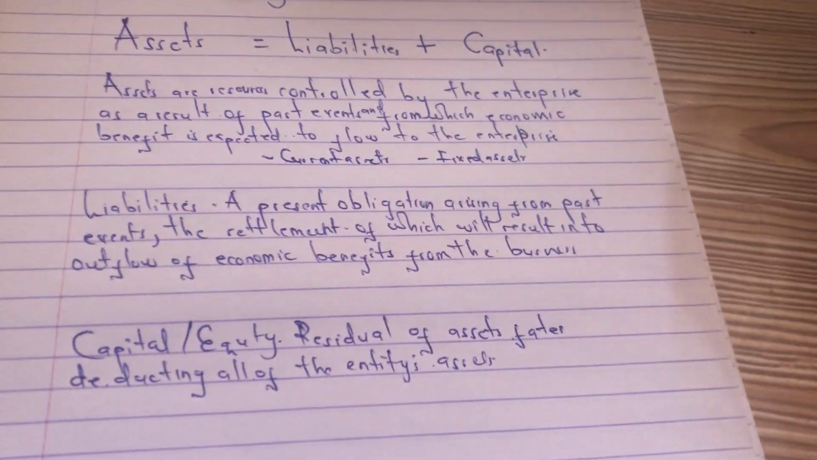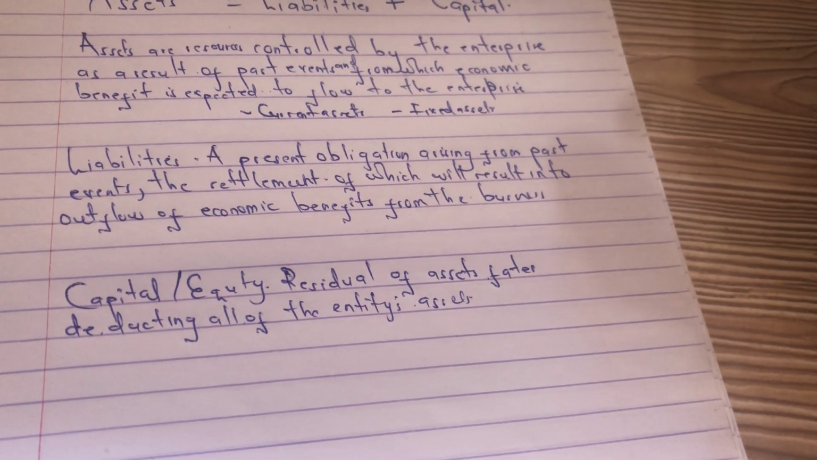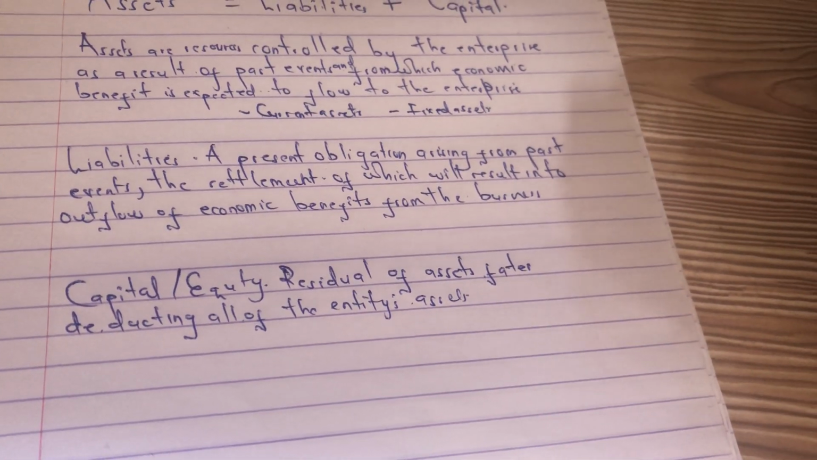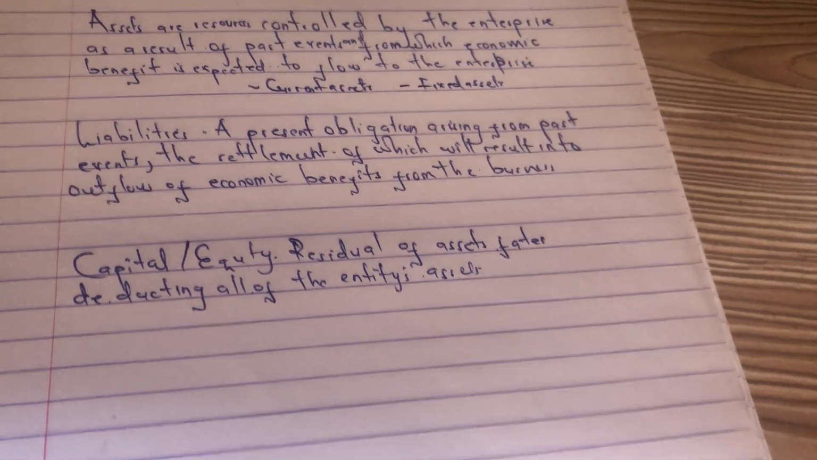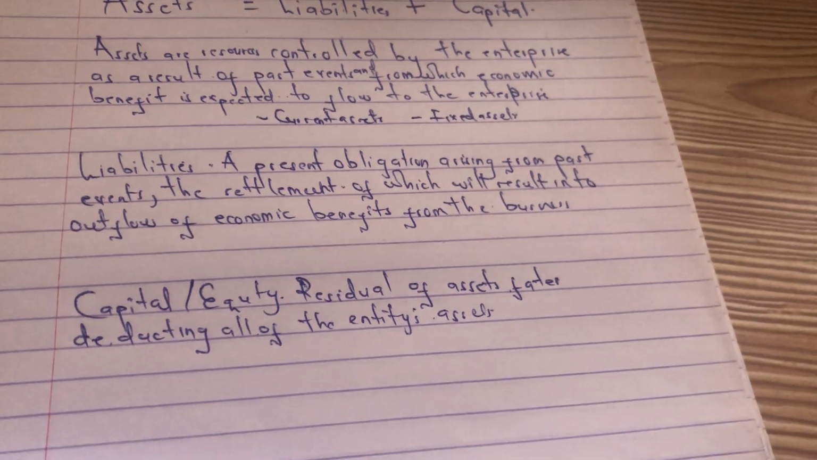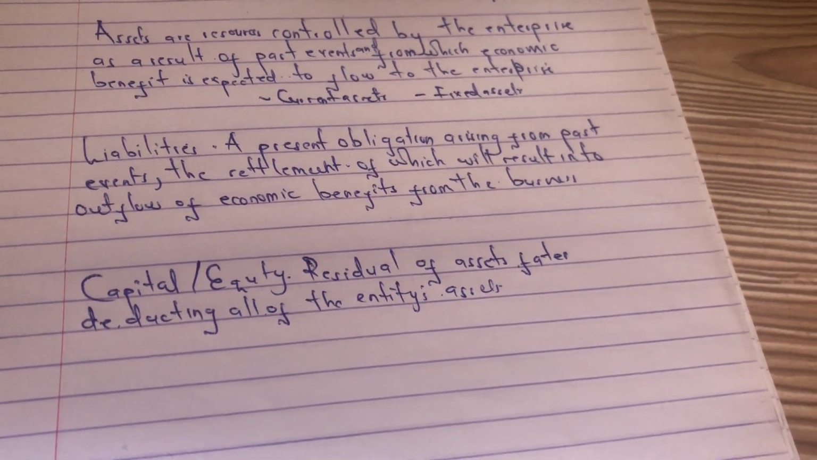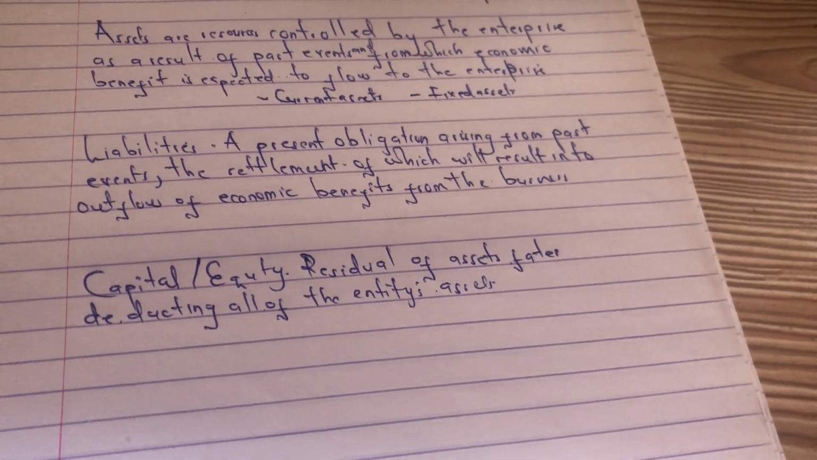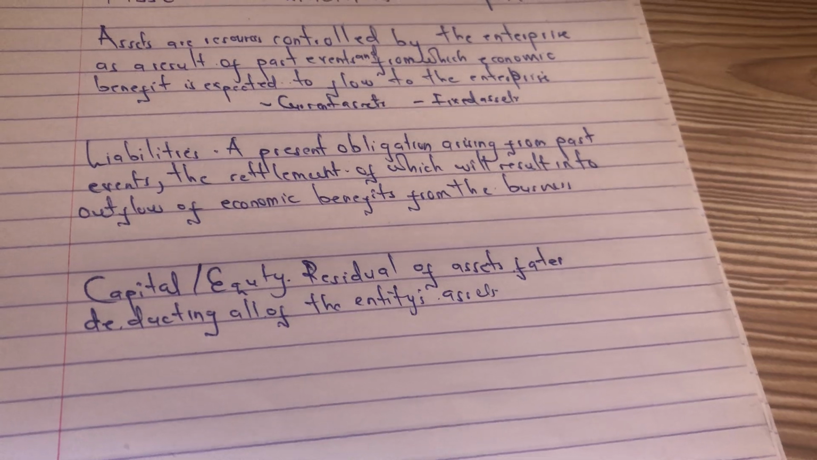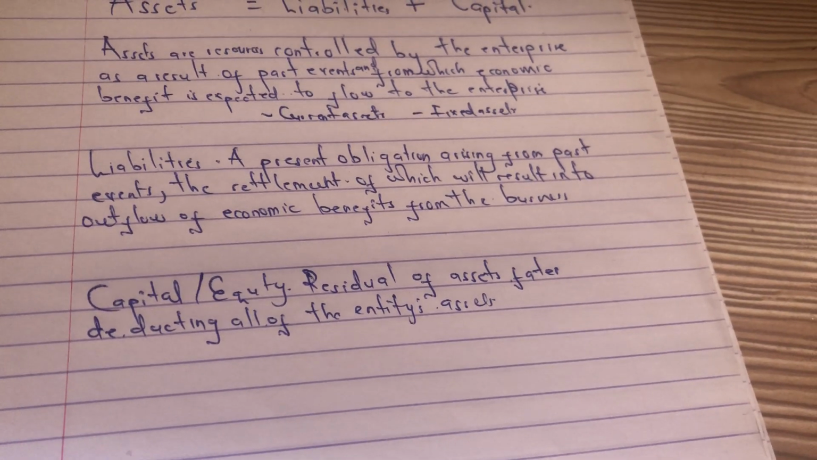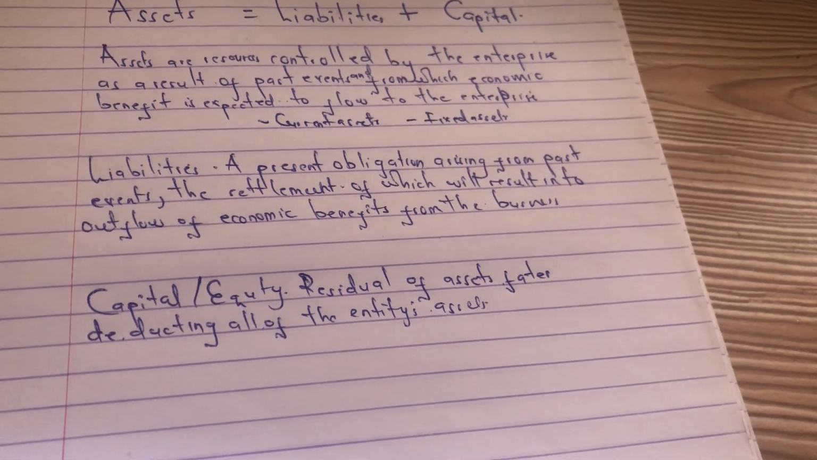Then we go to liabilities. A liability is a present obligation arising from a past event, the settlement of which results in a cash outflow of economic benefit from the business. These are obligations that we have to pay, money that they demand from us. For example, a bank loan we got 5 years ago and we keep paying installments. That is a liability. If we get a bank loan to finance our business, that is a liability.